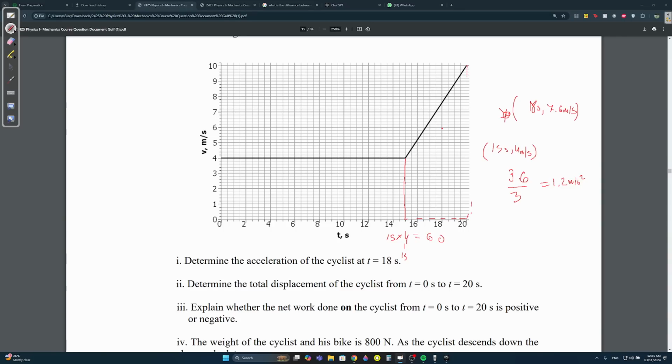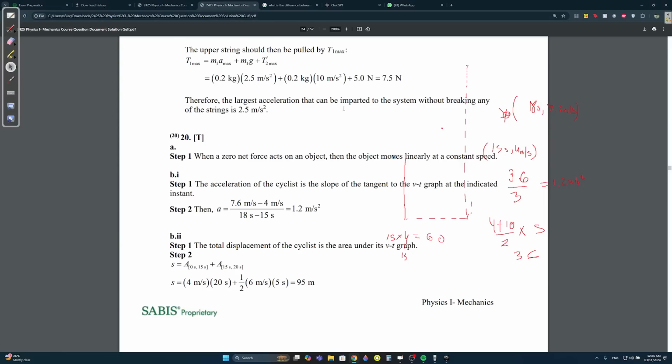Here it ends here at 20, and the bases are 4 and 10. So base 1 plus base 2, over 2, times the height, which is from 20 to 15, so 5. So 7 times 5, you get 35. So 60 and 35, you get 95. I just calculate the area, it's not rocket science.